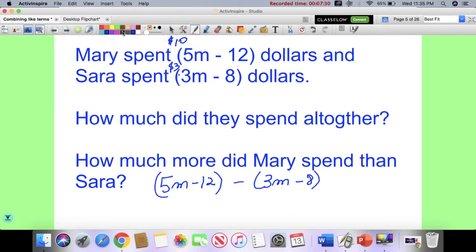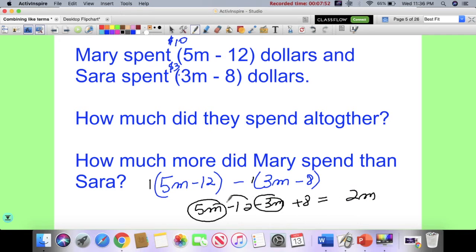You're going to notice a couple of things here. Well, we're going to put a 1 over here, so that becomes 5m minus 12. Negative 1 times 3m is negative 3m. And negative 1 times negative 8 is positive 8. When you combine like terms, 5m minus 3m is 2m. And negative 12 plus 8 is negative 4. And that's how much more she spent.